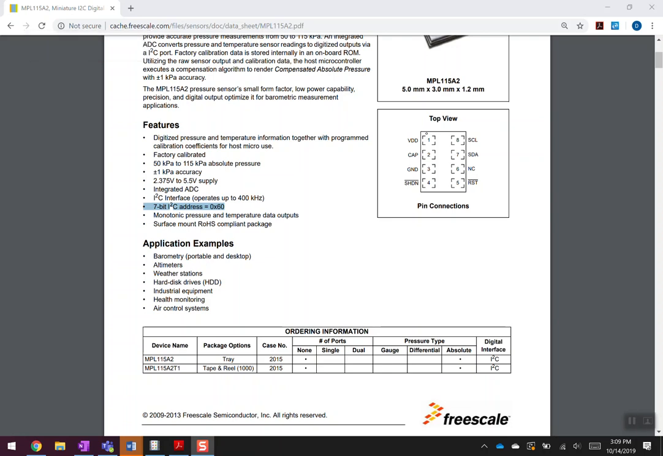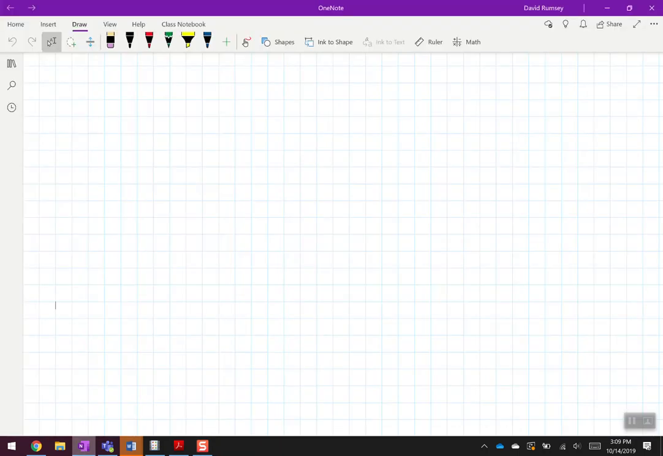Okay, so now I said we're going to get back into what we're going to have to do for the code here. So let's first write out the block diagram for reading the pressure.